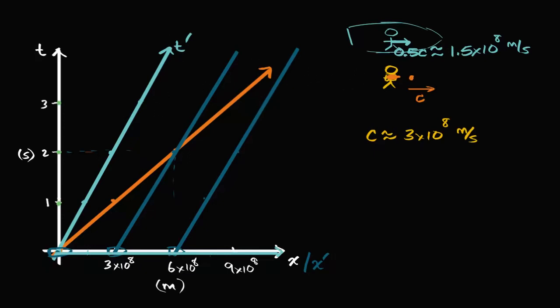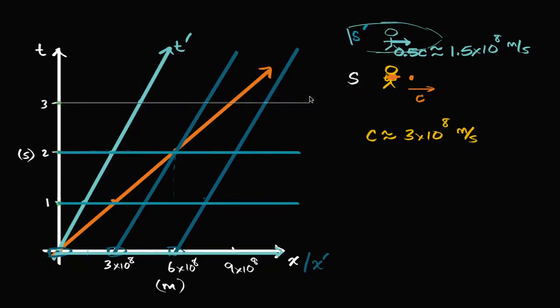Or if I called my frame of reference the S frame of reference, I can call my friend's frame of reference the S prime frame of reference. And so let me draw horizontal lines to show the passage of each second. So that's 1 second, 2 seconds, 3 seconds, so on and so forth. So let's make sure we're comfortable with reading what's going on here.